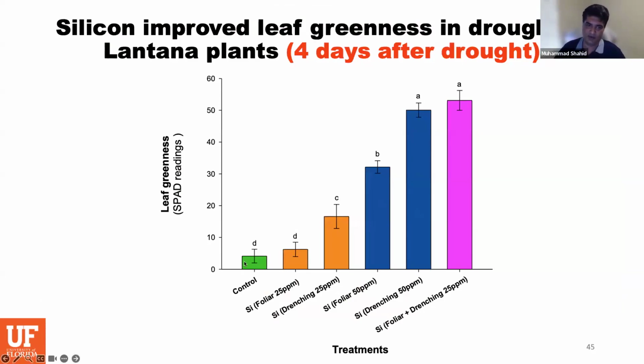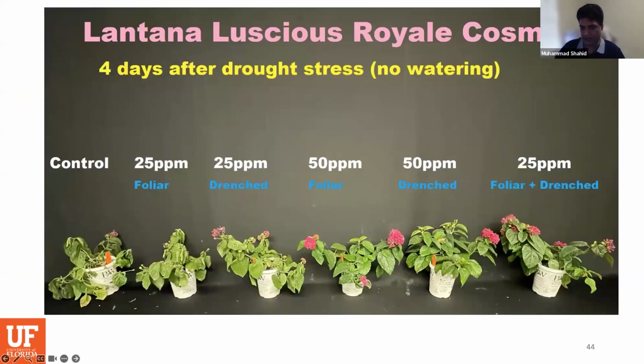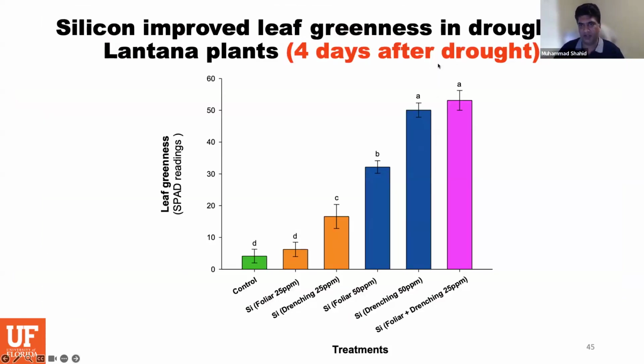There is a difference in the control after 4 days of drought, and you can see that in the control the plants were almost dead. We did not have big numbers, but the last two treatments, where we applied the root application at 50 parts per million and the lower concentration hybrid mode, were not statistically different from each other, followed by the 50 parts per million application as a foliar.